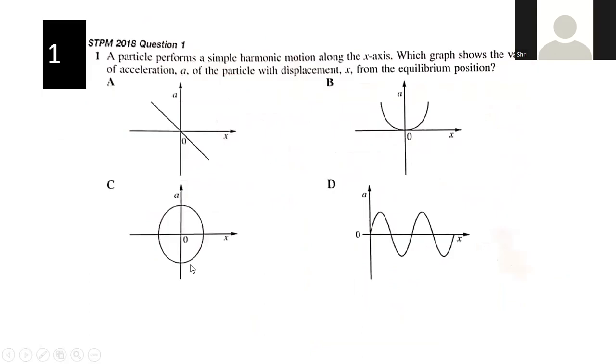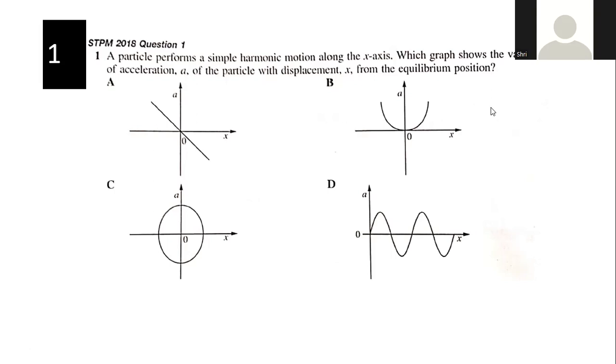Okay, what's the answer for this one? A particle performs simple harmonic motion. Which graph shows the variation of acceleration? Sorry, boy. You don't know. We are lost. That's the basic one. Acceleration is the definition.